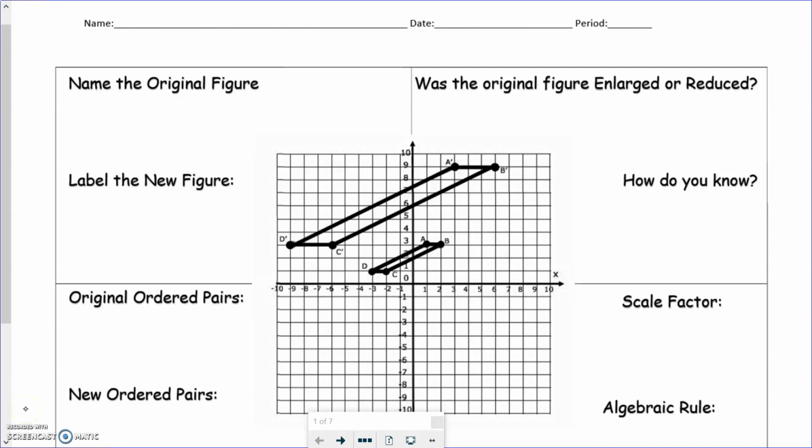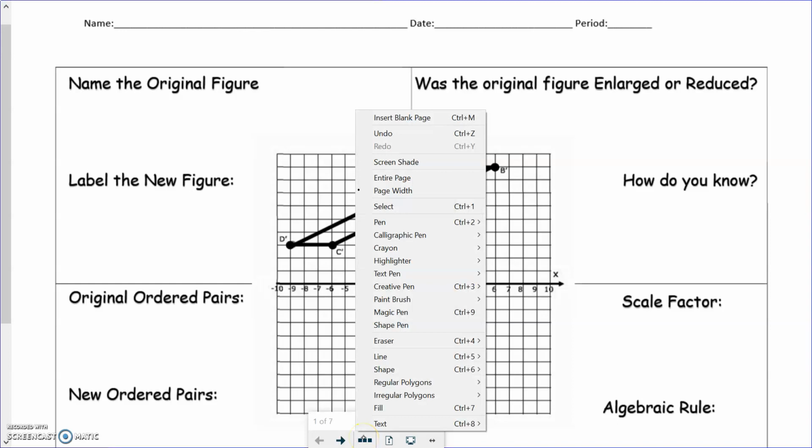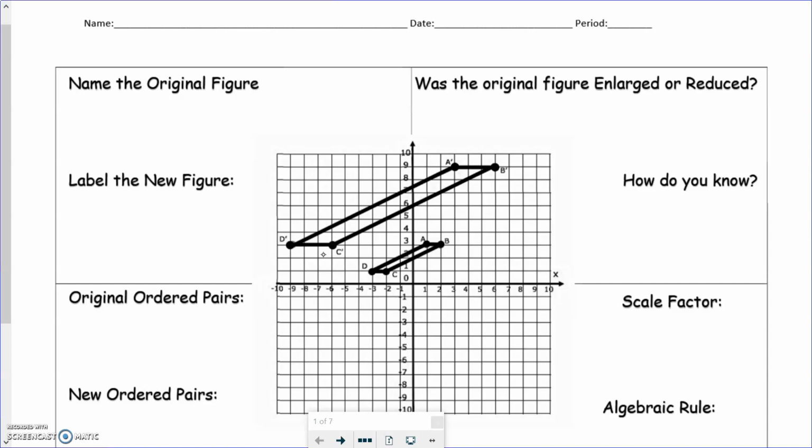All right, so we're going to be reviewing dilations again, getting a little more practice. So we're going to use this Frayer model in order to work out our dilations. So you are given an image, and with this image, you have to answer all four of the questions.